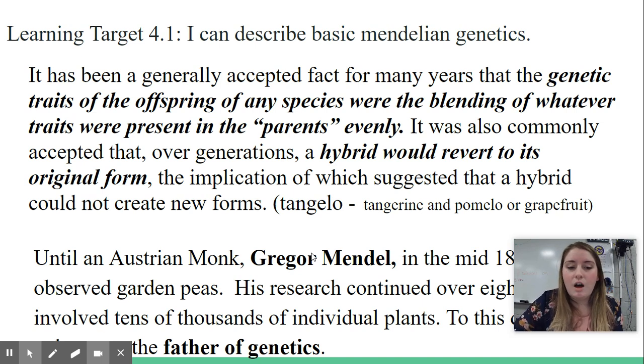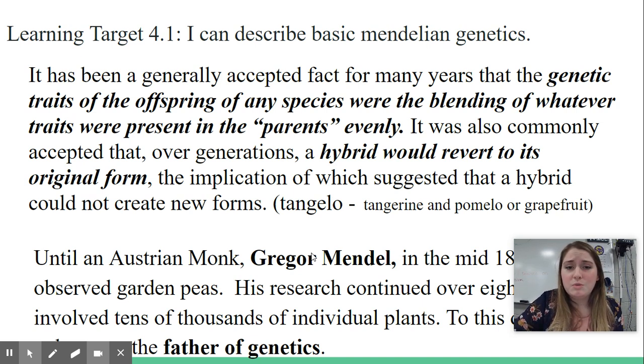It was also commonly accepted that hybrids would revert back to their original form, because they didn't know any better about dominant and recessive traits. They thought that if you were a hybrid, eventually you would work back to a more purebred form before you were able to reproduce.